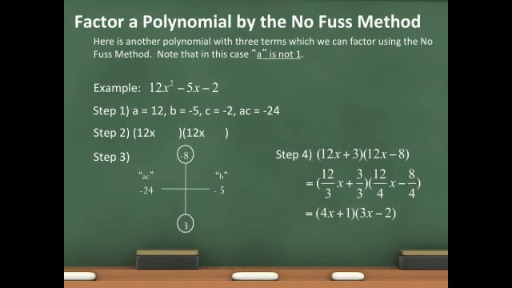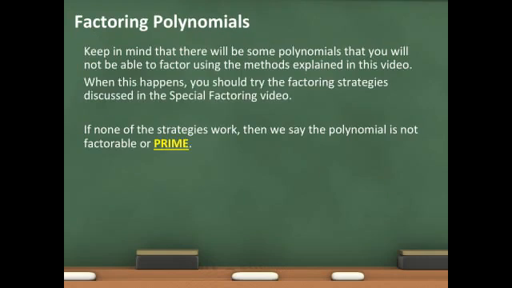If you would like to check this answer, you simply multiply the two binomials together, which should give you the original problem. Keep in mind that there will be some polynomials that you will not be able to factor using these methods. When this happens, you should try the special factoring strategies discussed in the next video. If none of the strategies work, then we say that the polynomial is not factorable or prime. You should look over the examples on the web page and then test your knowledge using Test Yourself.